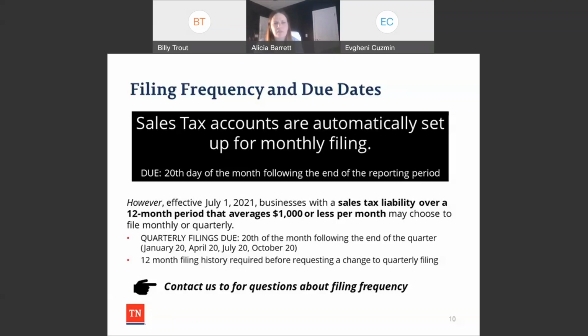So quarterly filings are going to be due on the 20th of the month following the end of the quarter. Now, in order for this to apply, you do actually have to have that 12-month filing history with us. So if your account has just opened, you would not be able to request it yet. That account's going to have to be open for a year for us to see that you've met that qualification in order for us to be able to switch your filing frequency to quarterly.